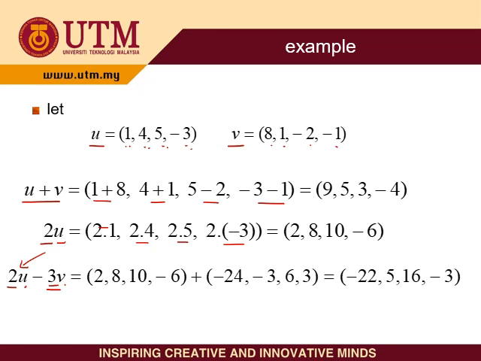Then we will do the addition for each of the places. 2, negative 24, 8, negative 3, 10, 6, negative 6, 3. And then you will get your answer.